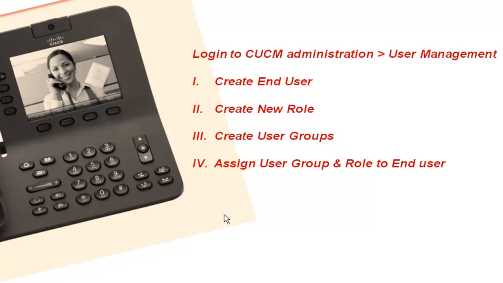Log in to Cisco Unified Communications Manager Administration page, User Management. First step is to create end user. Second step is to create new role. Third step is to create user groups. And finally, assign the user group and role to the end user.